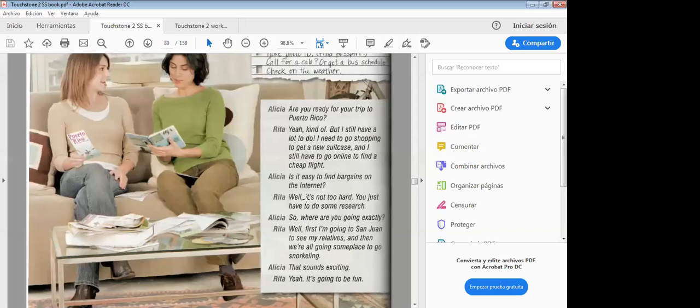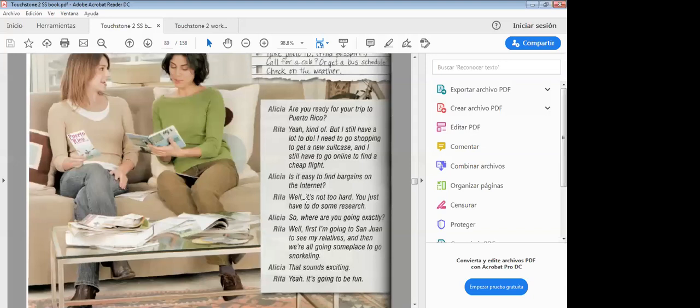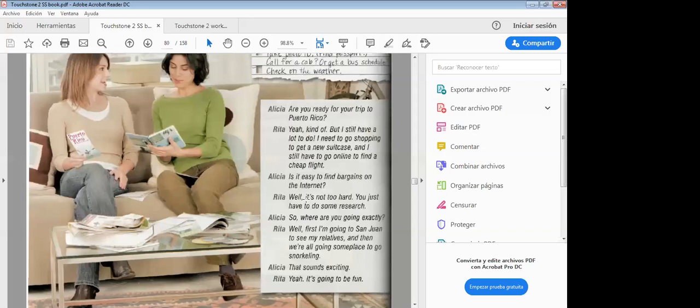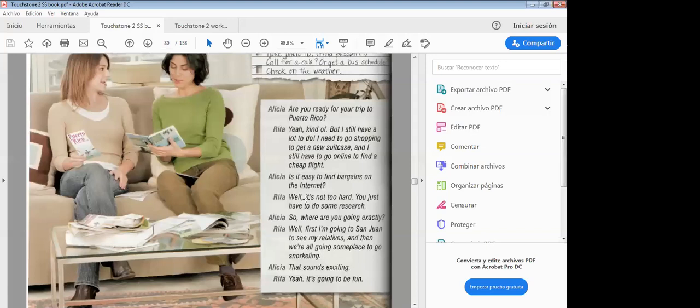Are you ready for your trip to Puerto Rico? Yeah, kind of, but I still have a lot to do. I need to go shopping to get a new suitcase, and I still have to go online to find a cheap flight. Is it easy to find bargains on the internet? Well, it's not too hard. You just have to do some research. So, where are you going exactly? Well, first I'm going to San Juan to see my relatives, and then we're going someplace to go snorkeling. That sounds exciting. Yeah, it's going to be fun.